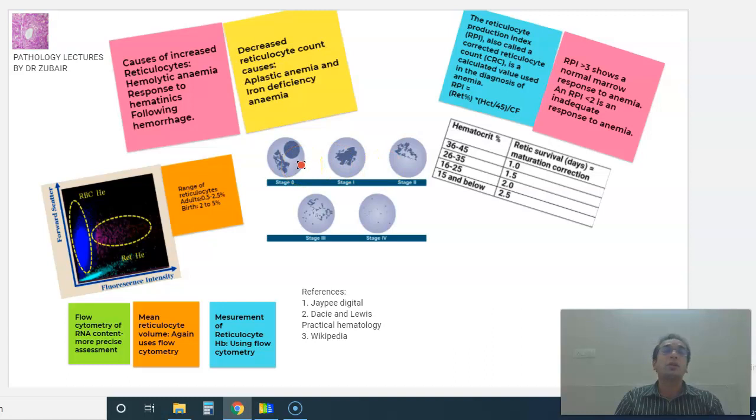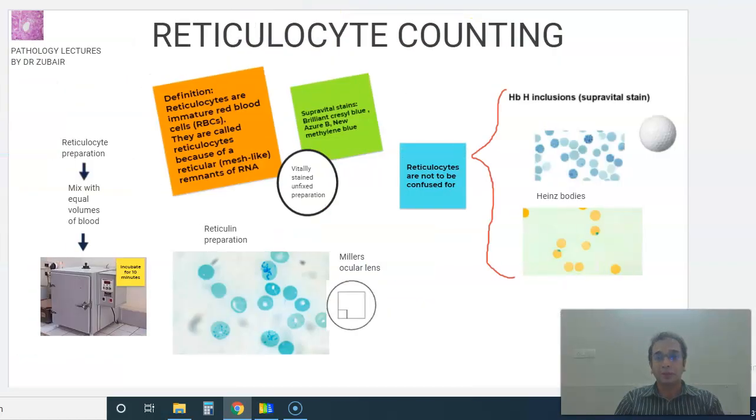Next, what are the causes of increased reticulocytes? The causes of increased reticulocytes are hemolytic anemia, response to hematinics, and following hemorrhage. Causes of decreased reticulocytes are aplastic anemia and iron deficiency anemia. Now, what is the normal reticulocyte count in adults? It's 0.5 to 1.5%. Whereas in newborns, between 2.5 and 5% is quite acceptable.